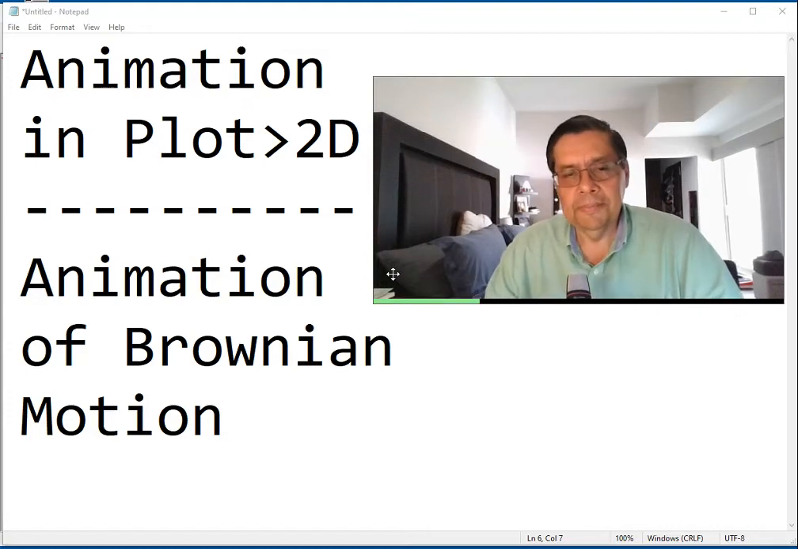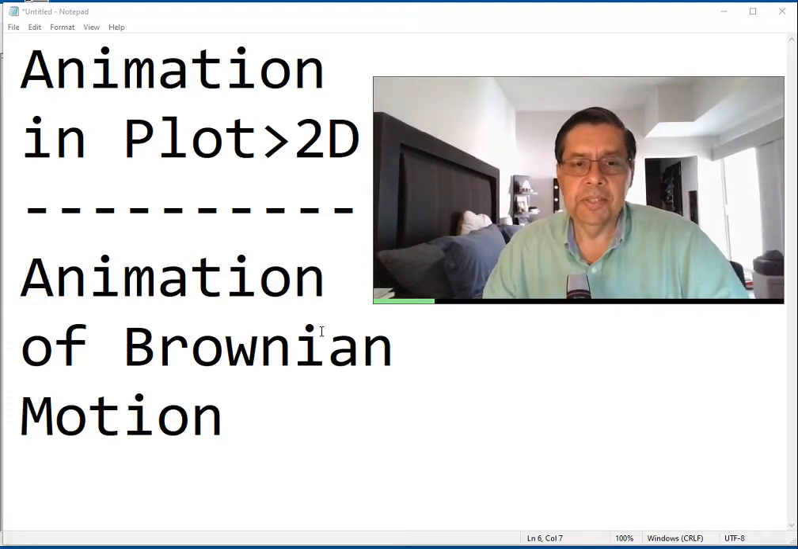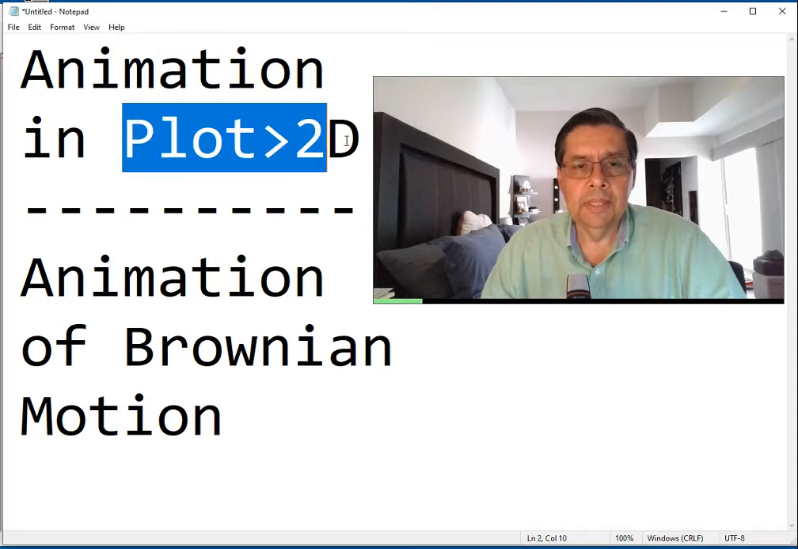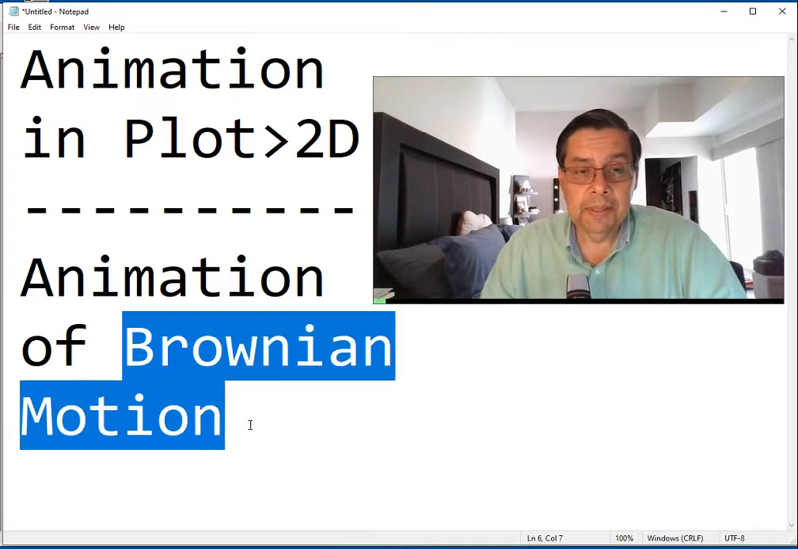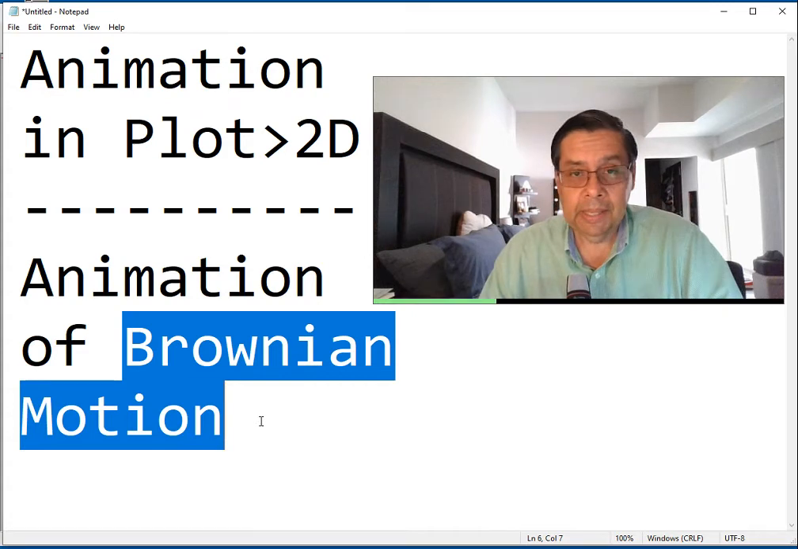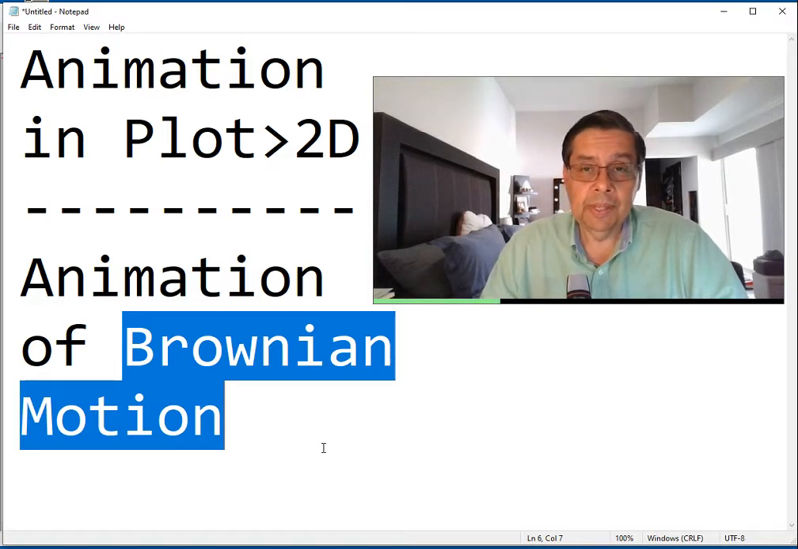In the present video, we're going to show you how to use the animation abilities of plot2D to simulate the animation of, or to simulate Brownian motion. Brownian motion is the motion of small molecules that are being surrounded and hit by other molecules in the neighborhood, and so the distance that they move in every time step and the direction they move are random.